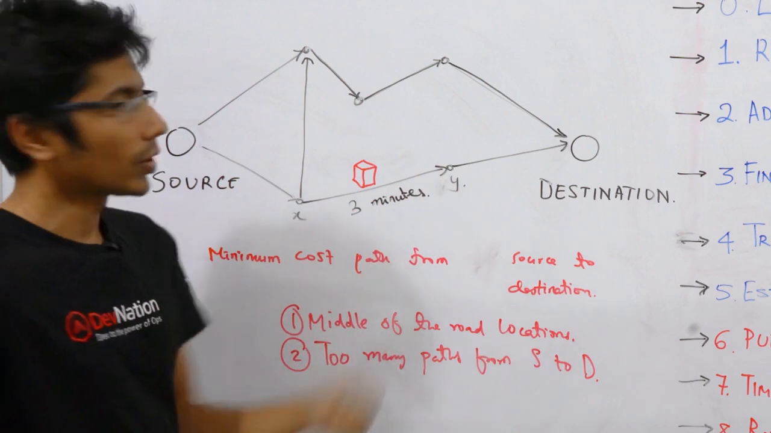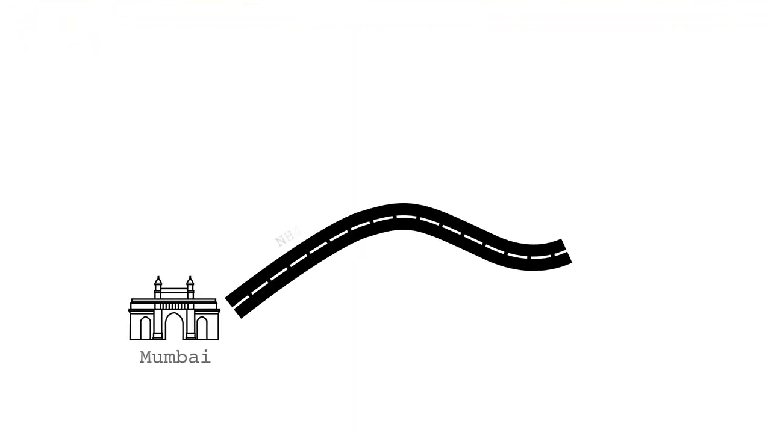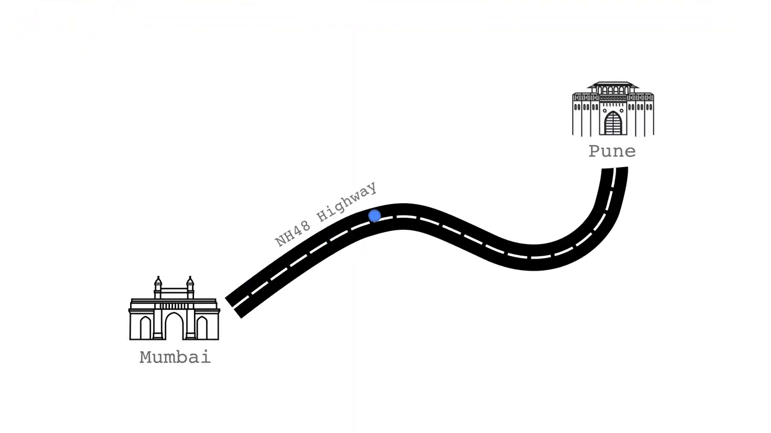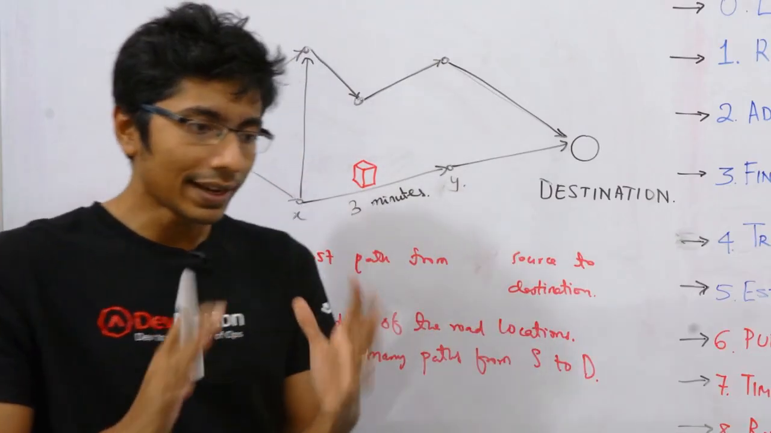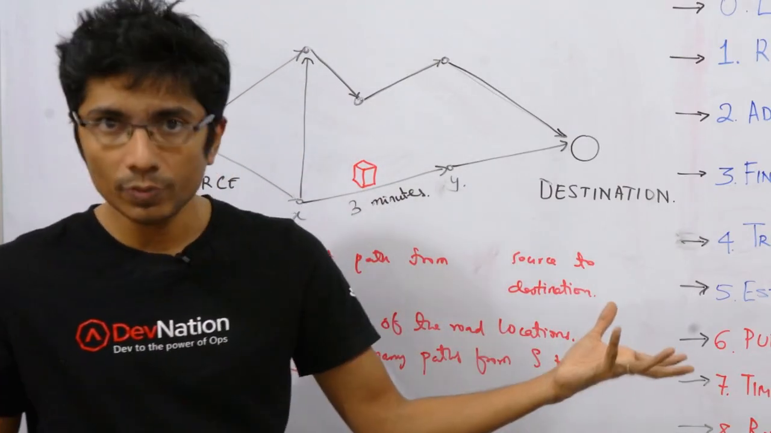I've just drawn two possible paths, but imagine you're going from Mumbai to Pune. There's a highway and the highway takes little time, around I think 3 hours or something. But if you choose the other paths, it's not that you're not going to reach Pune. It's just that it's going to take forever. But that doesn't mean that you don't need to consider those paths, right?